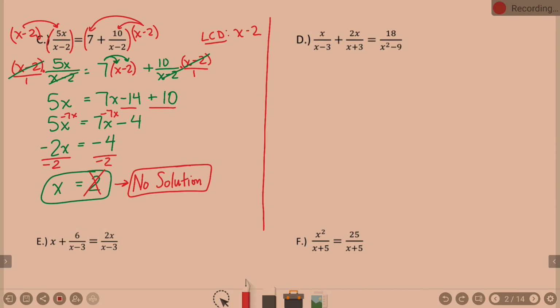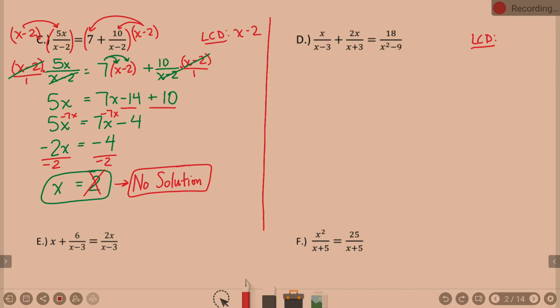Okay, what about D? We have to talk about a least common denominator. What do we need to talk about before we talk about that least common denominator? Does anything factor? Hopefully you're recognizing that, yes. I feel like we've had a little bit of a break, but we've done a lot of this factoring lately. X minus 3 is good. X plus 3 is good.